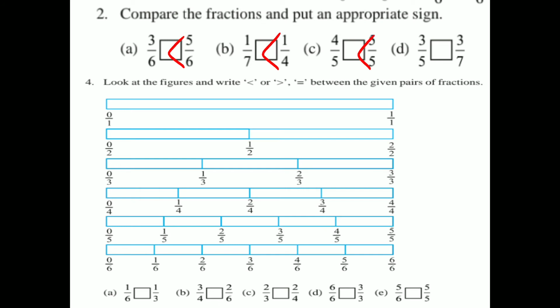Answer is 5 by 5 is greatest one. Clear? Now 3 by 5 and 3 by 7. In 3 by 5 and 3 by 7, numerators are same. So which is the greatest one?